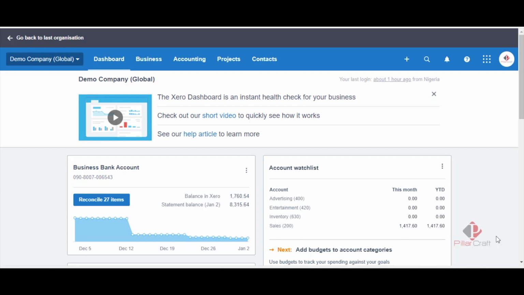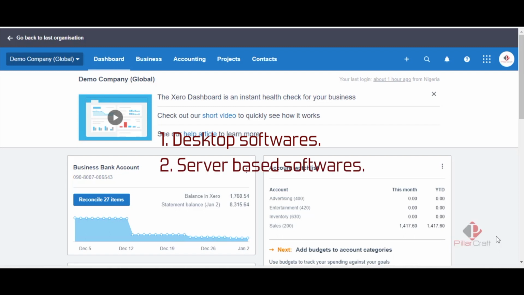Now, first, let's talk about accounting software. Yes, I know that there are businesses that use Excel to manage transactions. You need a lot of understanding of formulas to be able to get the best out of it. At the moment, there are a lot of software options in the market that you can use, and I prefer that you use software rather than Excel. There are desktop software, server-based software, and cloud software. Some are free, some are paid for.